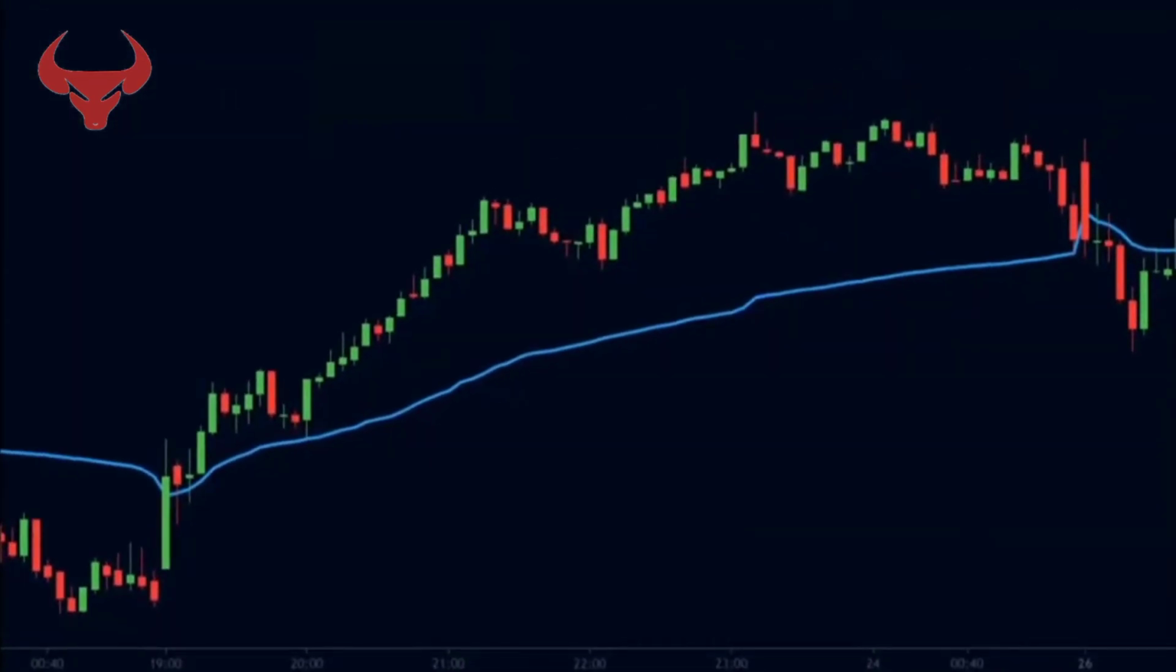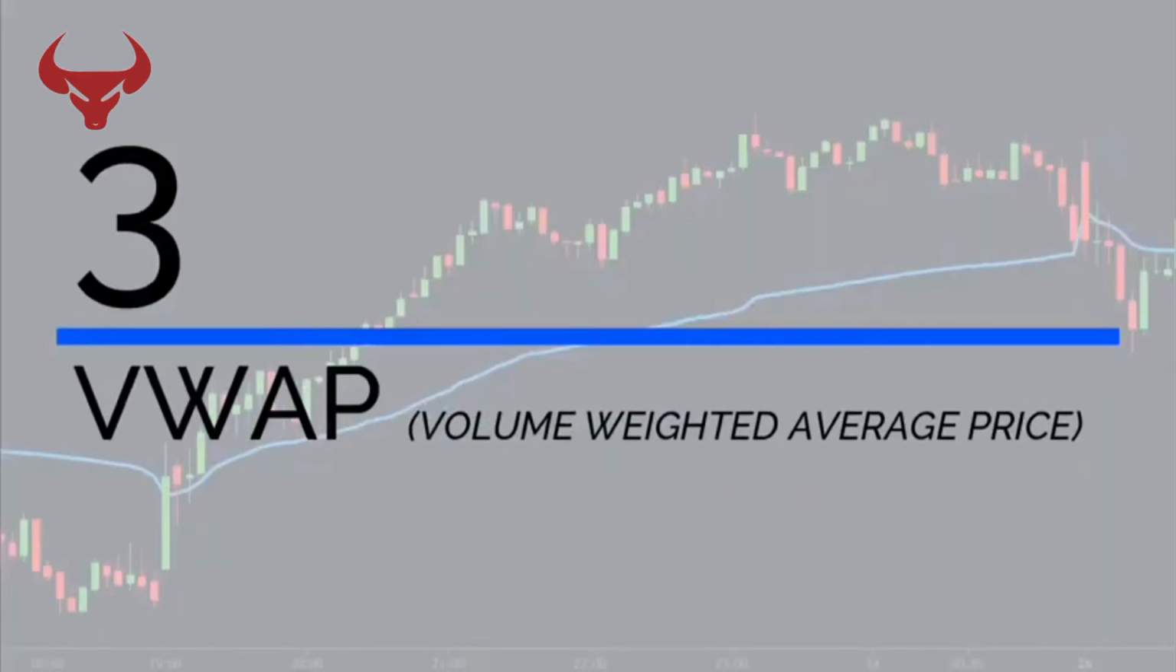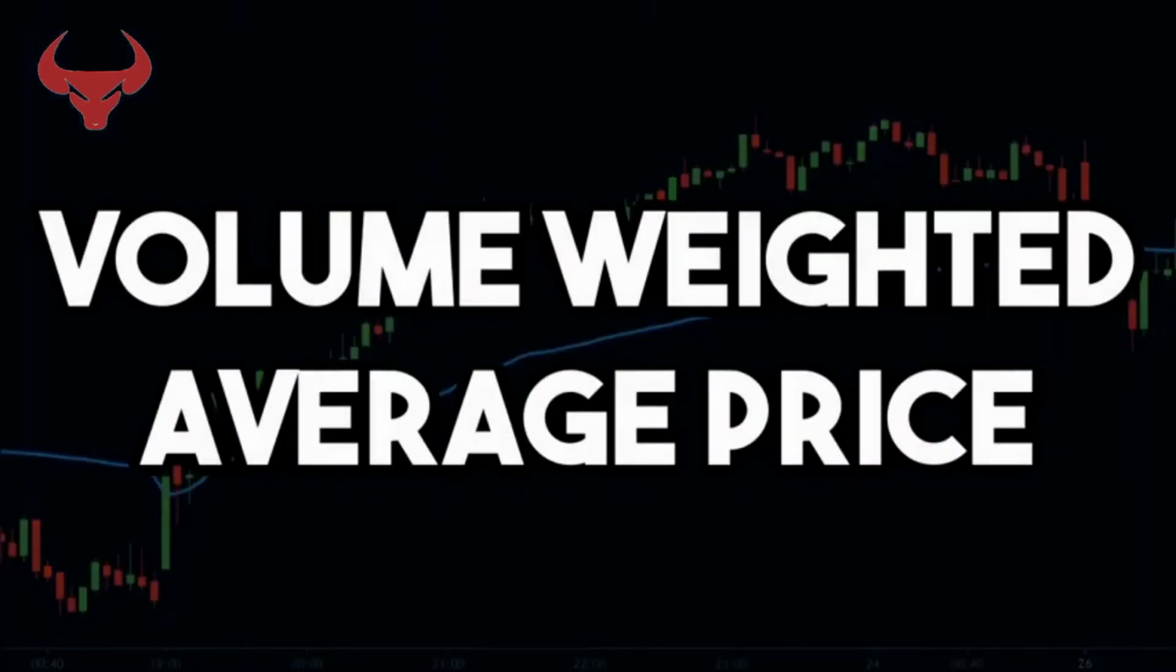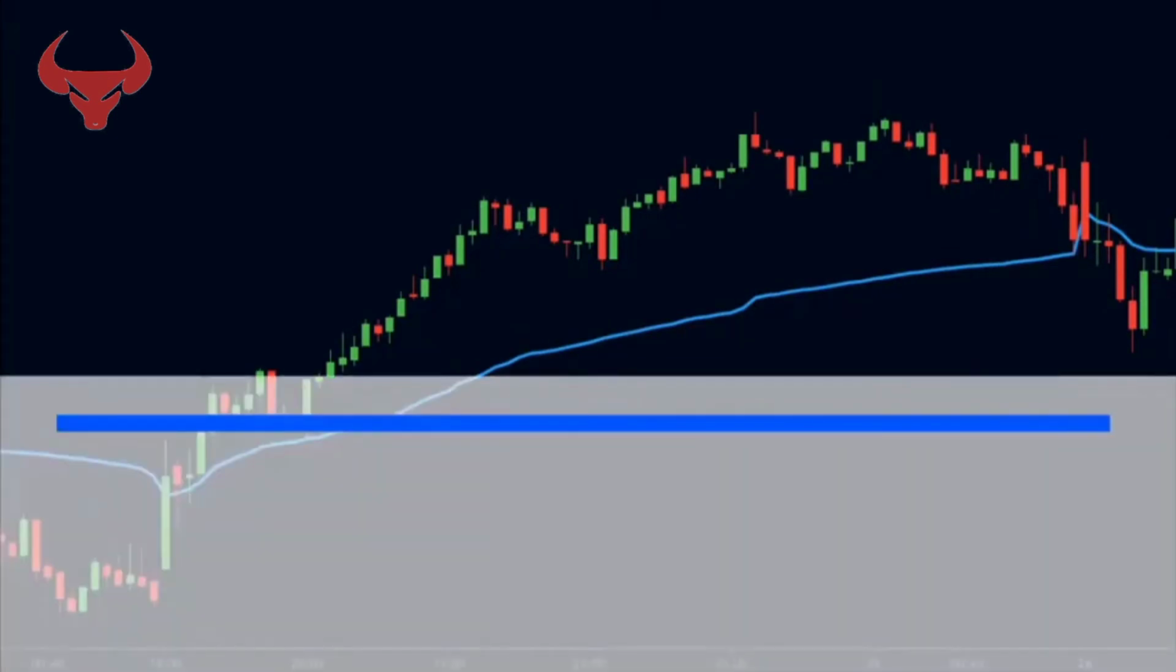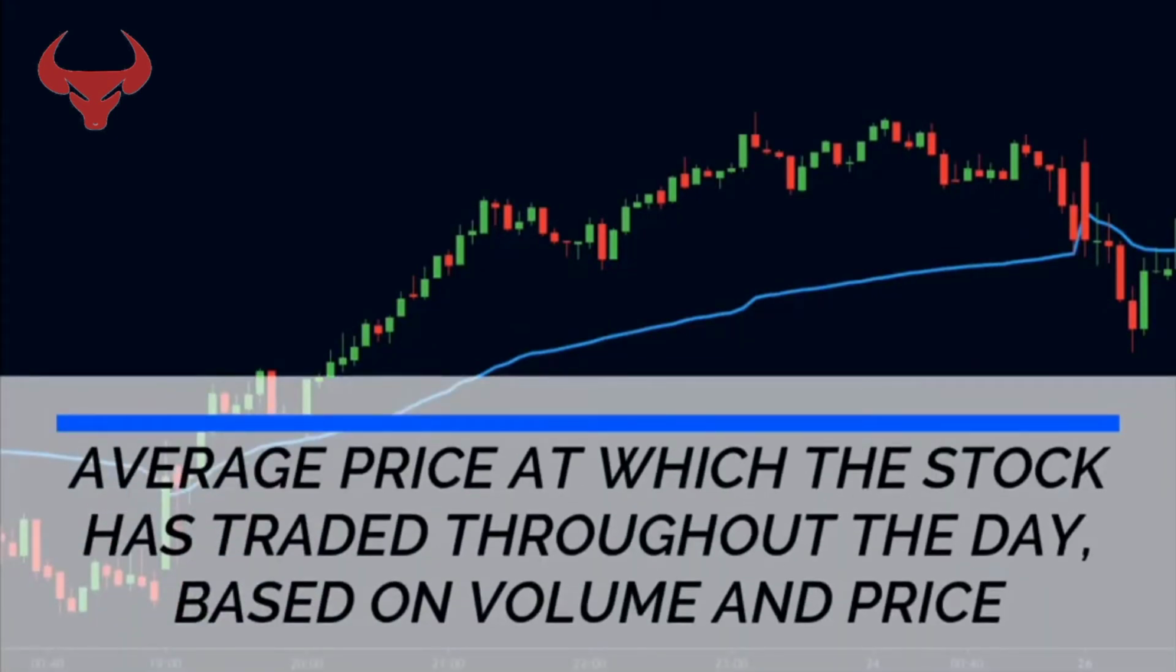Now, the third indicator is a very special indicator for those who are interested in day trading. That is the VWAP indicator. VWAP stands for Volume Weighted Average Price. The VWAP gives us the average price at which the stock has traded throughout the day, based on volume and the price.